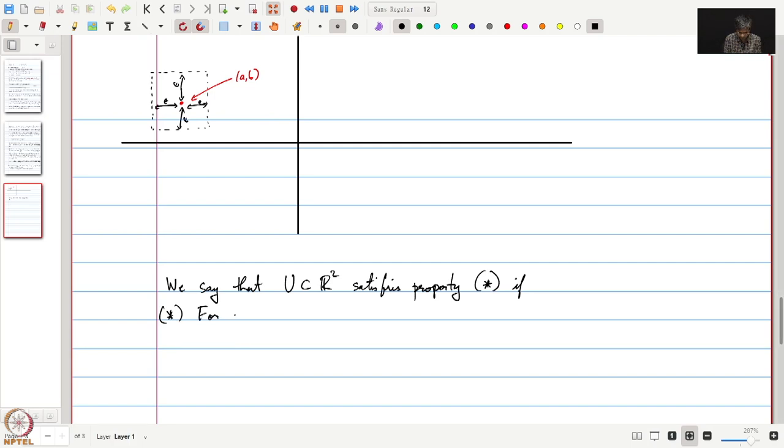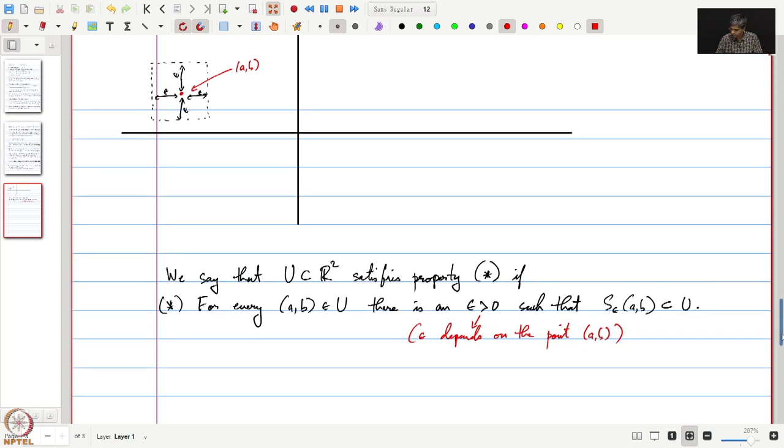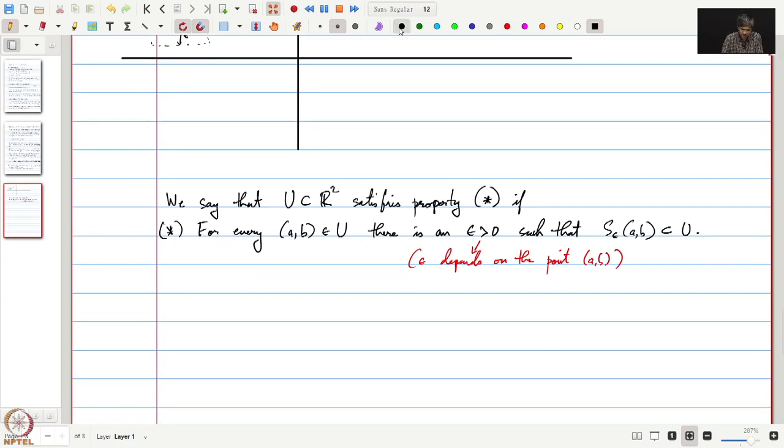For every point (a, b) in U, there is an epsilon positive such that S_epsilon(a, b) is completely contained inside U. And once again, this epsilon may depend on the point (a, b). It doesn't have to be the same for all points in U. So as before, let's see two examples of one set which satisfies this property and another which does not.